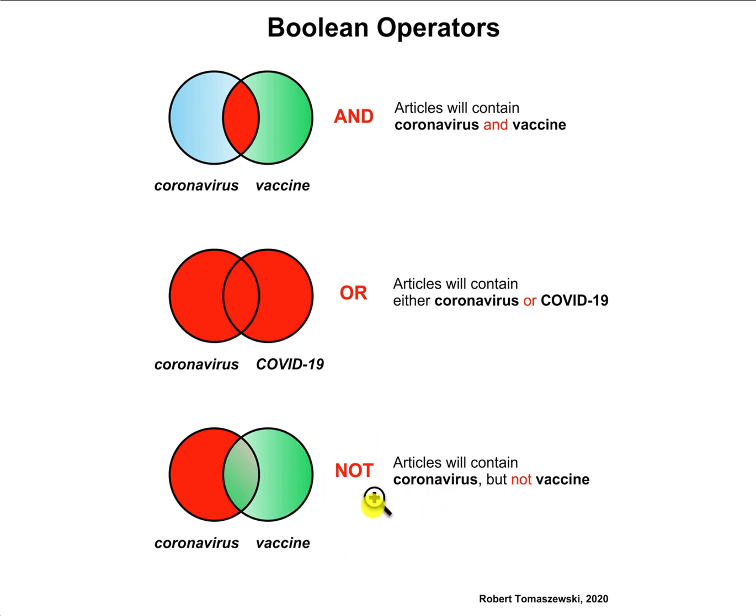With the NOT operator, you use that to exclude keywords. So coronavirus not vaccine tells the database to retrieve all documents that contain coronavirus but not vaccine, and not coronavirus and vaccine. Here you're narrowing your search. Okay, so let's go back to the online guide.